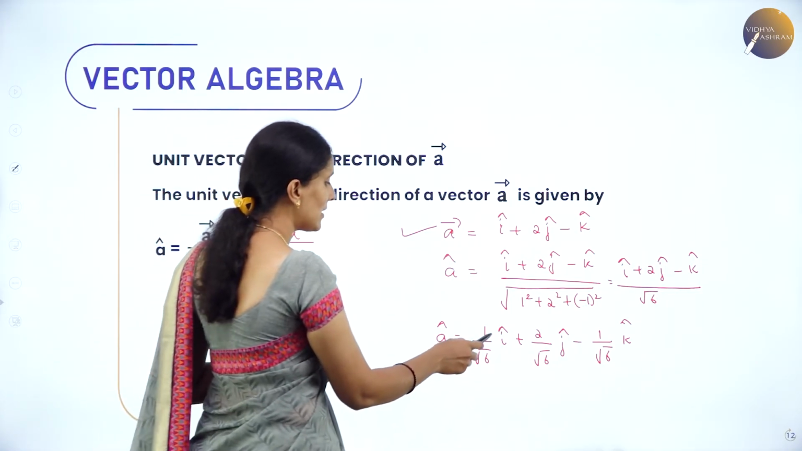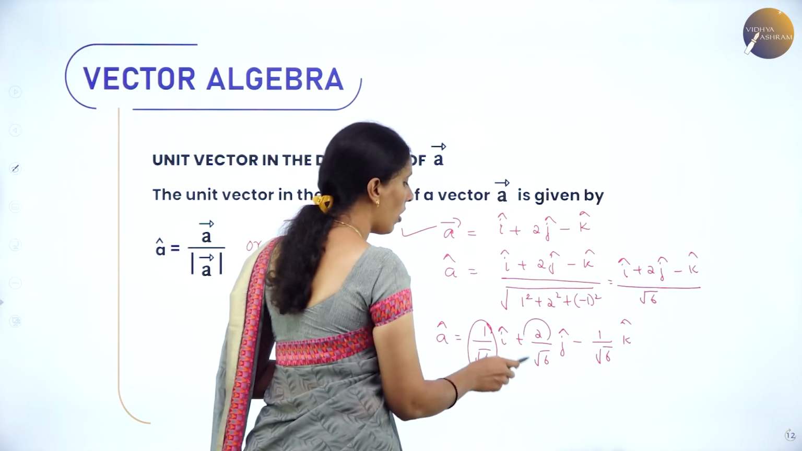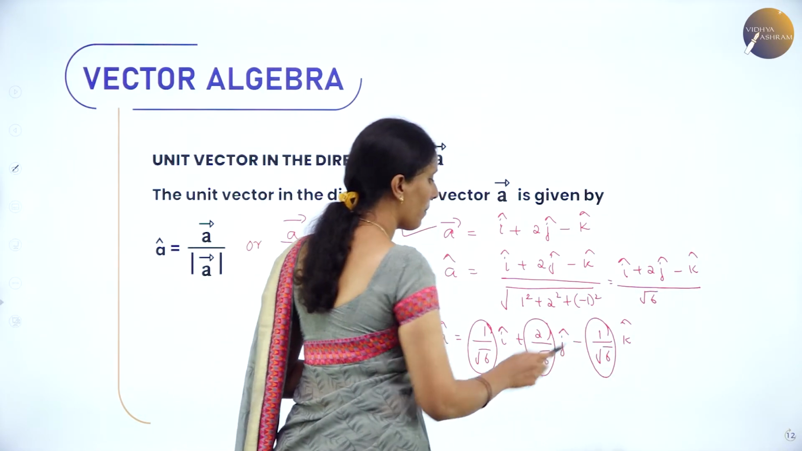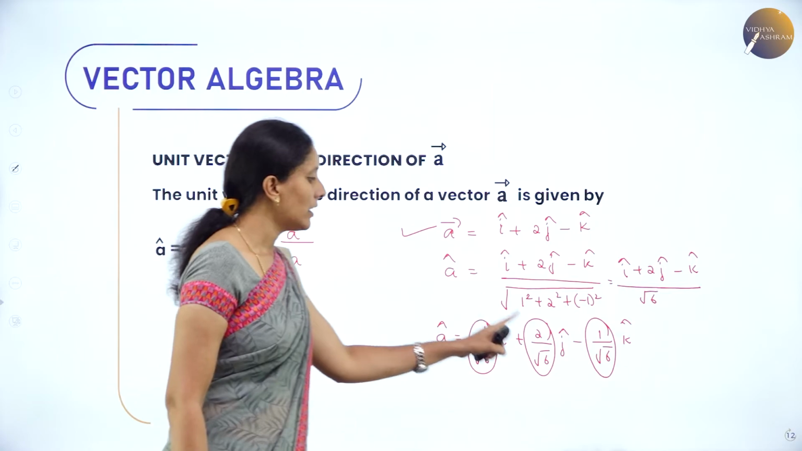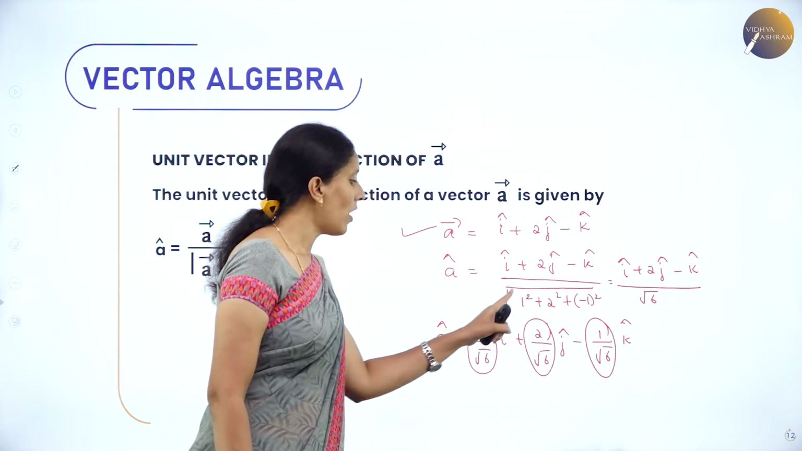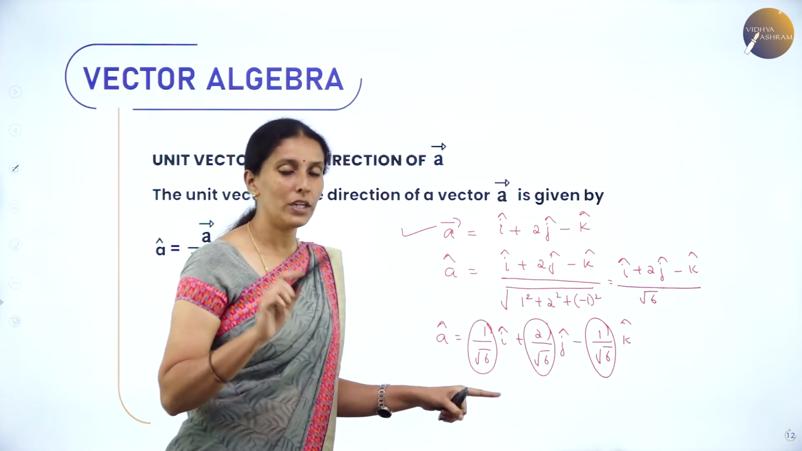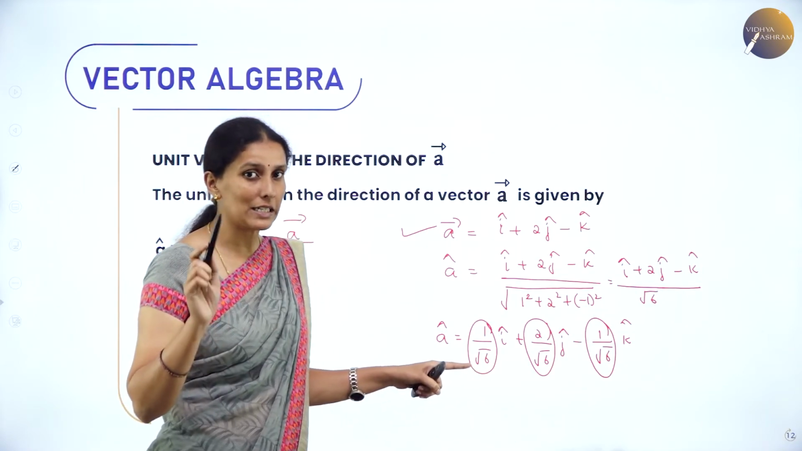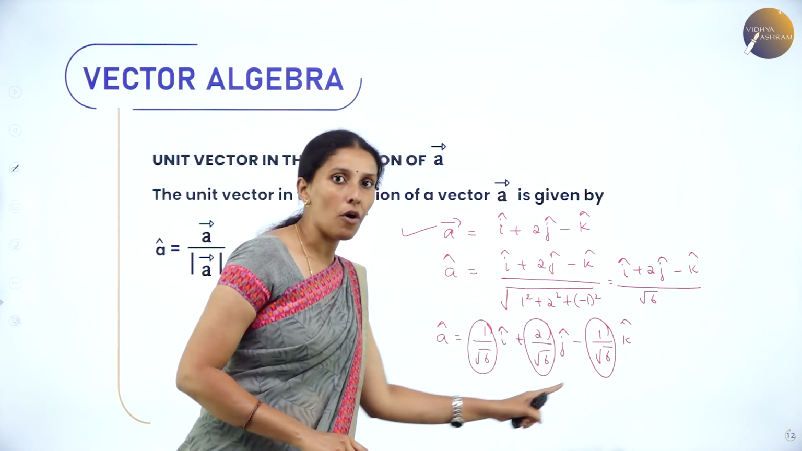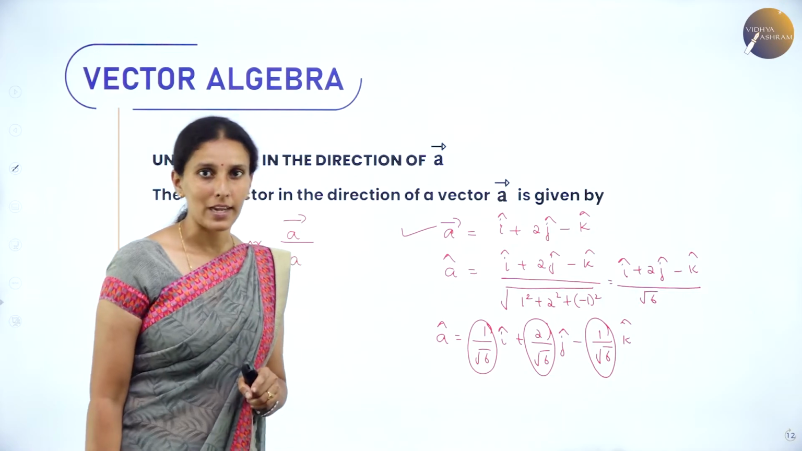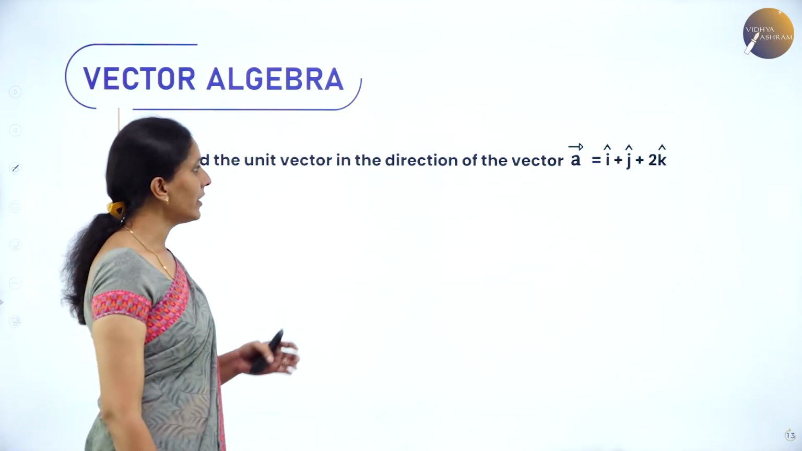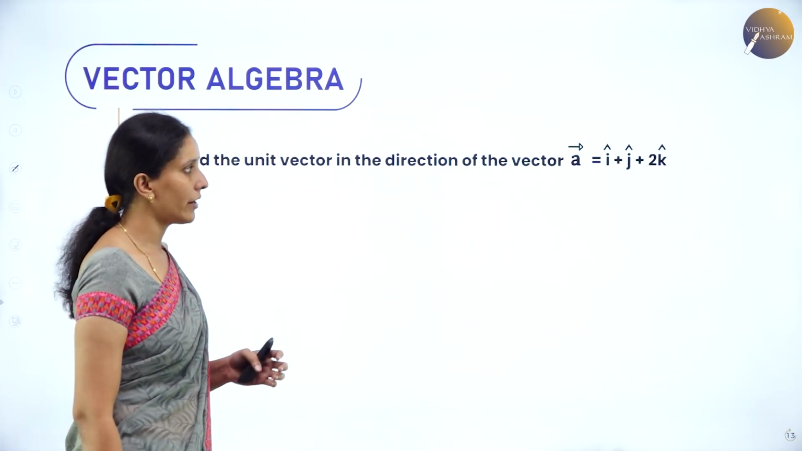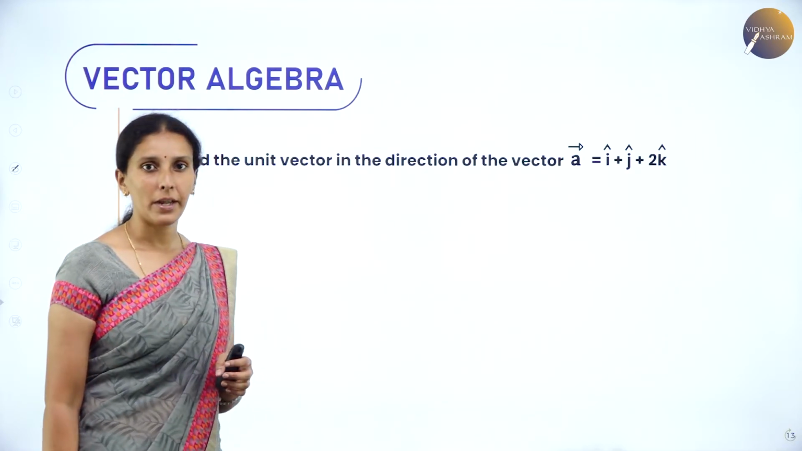And what does this represent? These are all the direction cosines, l, m, n, or cos alpha, cos beta, cos gamma. So unit vector in the direction of the vector is nothing but the component form of the direction cosines. Find the unit vector in the direction of the vector. Vector A is equal to i plus j plus 2k.